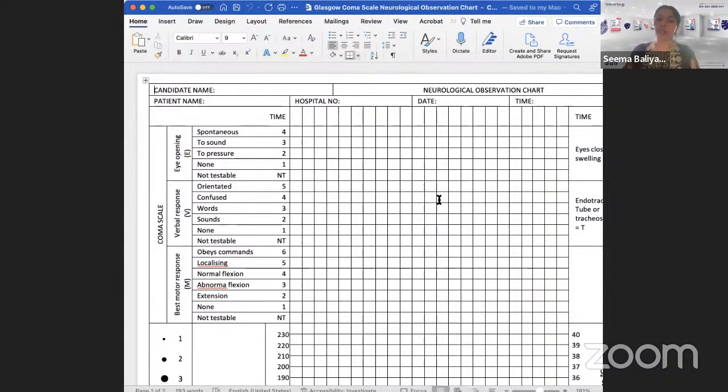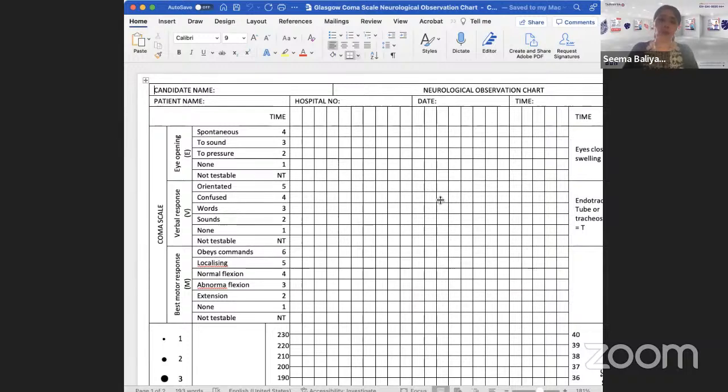And then the third one is your best motor response, in which you want to check whether the patient is obeying commands or not. You can give them a simple command, like, okay, can you look up or can you raise your arm? And if the patient is doing that, then it means that they are obeying your command.